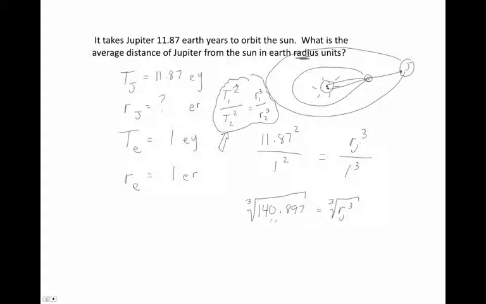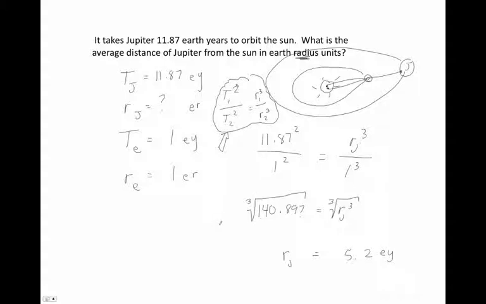So 11.87 squared is 140.897. I'm going to take the cubed root of that and the cubed root of my other side. And I get the radius of Jupiter is 5.2 Earth radii.